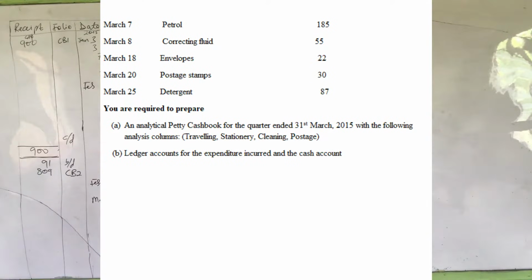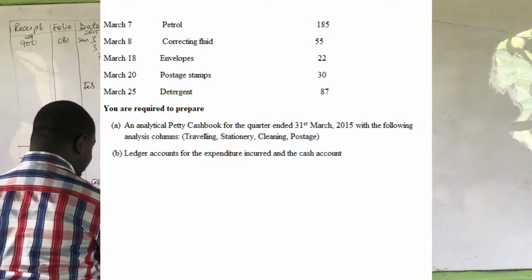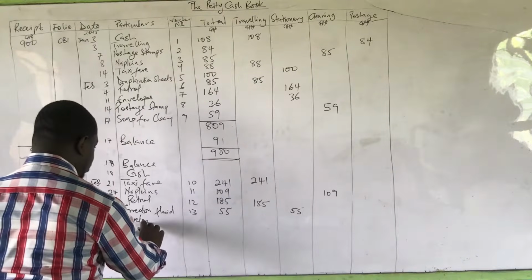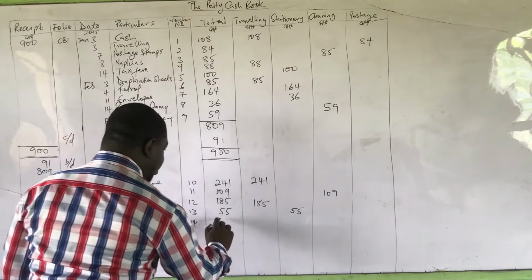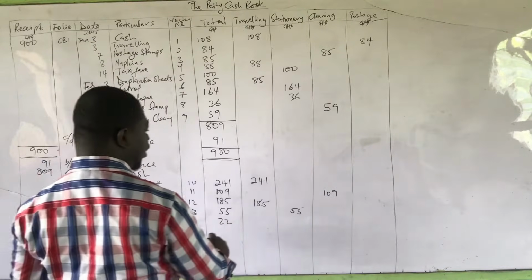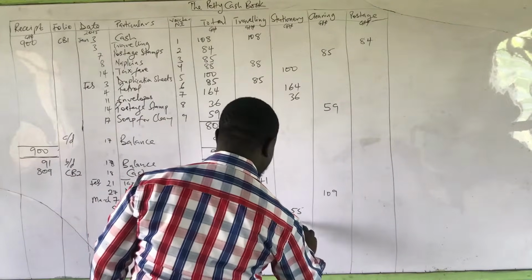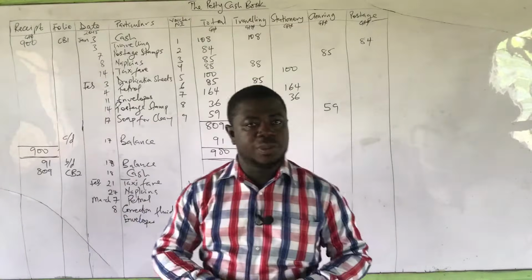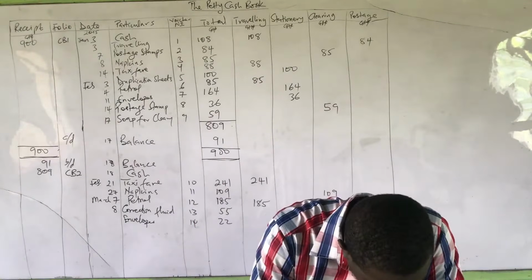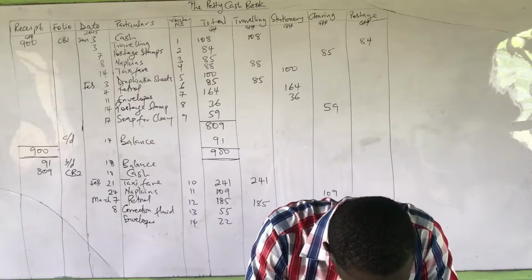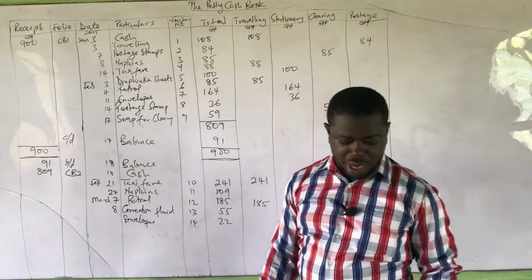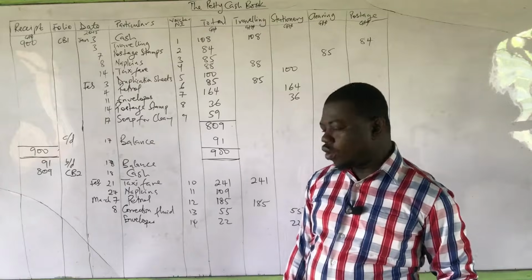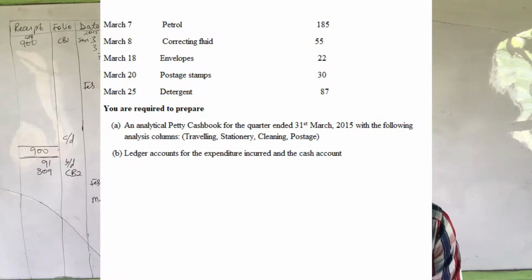And then the next one is envelopes, 22 Ghana cedis. Voucher number 14, 22 cedis. And envelopes also go under stationery. So we still have over 200 Ghana cedis to spend. You can still do your calculations to check that. We have 2 more expenditures, which is not up to 200, meaning we can spend all and then balance the account. Postage stamp is 30 cedis on the 20th.